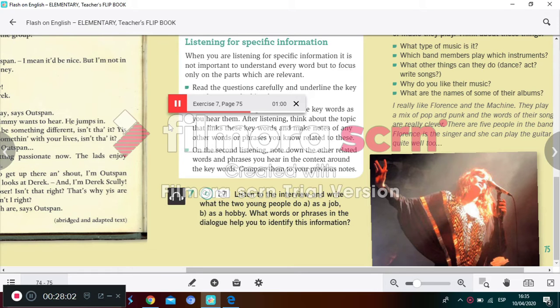How many musicians are there in the band? Well, at the moment there are 4 of us. I'm the singer and Tom plays the guitar. I can play the saxophone quite well too, but I can't sing. I'm really bad at singing.